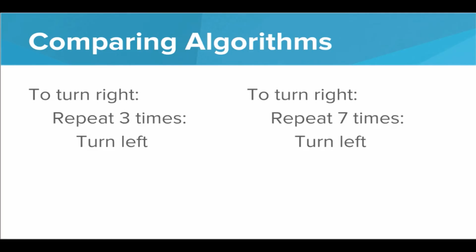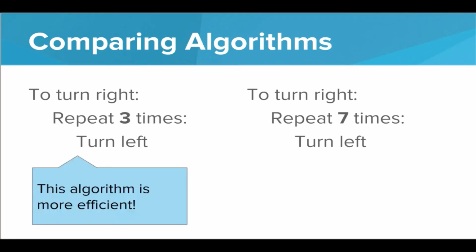So let's take a look at these two algorithms. They both achieve the task of turning right. The left one says, to turn right, you repeat the following three times: turn left. The right one says, to turn right, you repeat the following seven times: turn left. So on the right, you'll do a full 360, a full spin, and then three more turns to end up turning left. So which one is better, do you think?